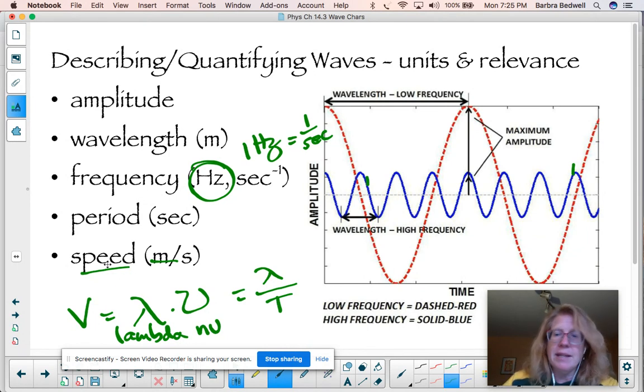So again, speed is how fast the wave crosses the area, going left to right. Frequency is how often it occurs, how many little crests per second there are. Period is how long it takes for one single crest to go by. It's just how long we time it. And then wavelength is how far apart these little crests are.